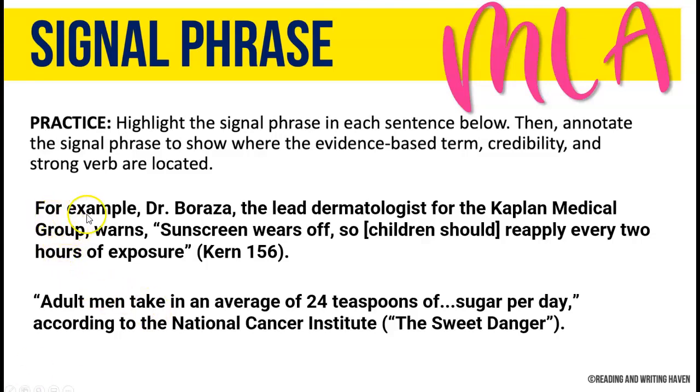This is an example. For example, Dr. Baroza, the lead dermatologist for the Kaplan Medical Group, warns sunscreen wears off, so children should reapply every 2 hours of exposure. So as you can see, we've started with a signal phrase here. It's for example, we put a comma because you need a comma after your signal phrase. And then you go on with your quote, and you can say who said it. You could say the author in this. You're not going to say doctor because we're not using any sources but our author. So make sure that yours is formatted this way.